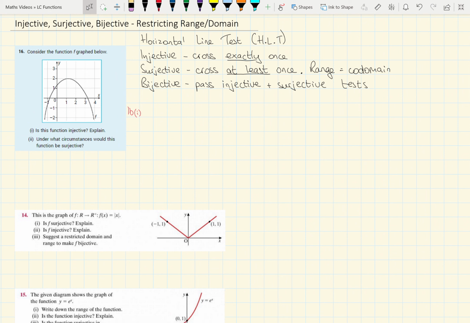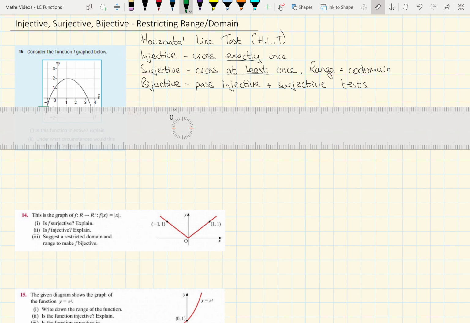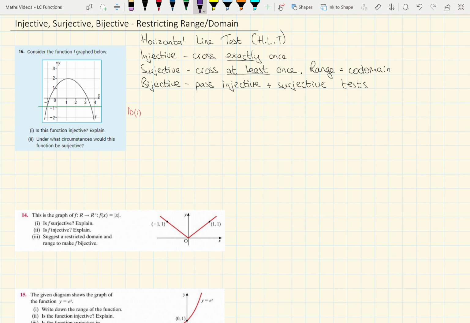So for injectivity, we're going to carry out our horizontal line test. So we run our line across. We see here it intersects twice. So what's going to happen is it will fail. So we say it's not injective as it fails the horizontal line test. Crosses more than once.